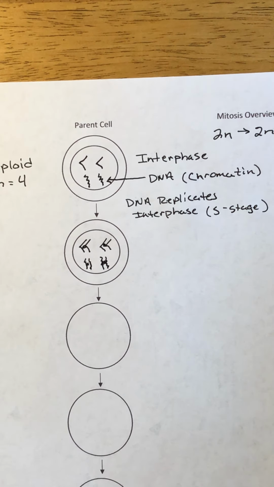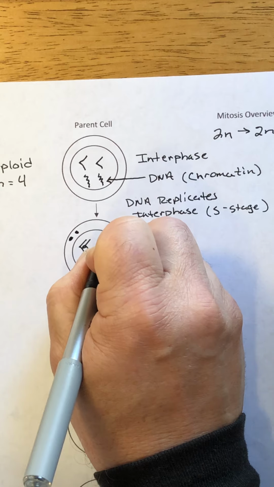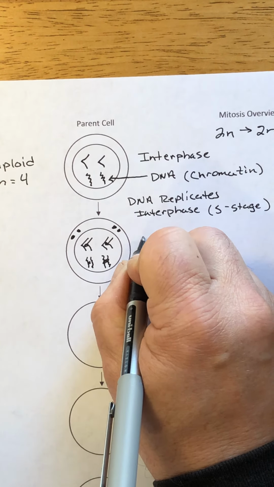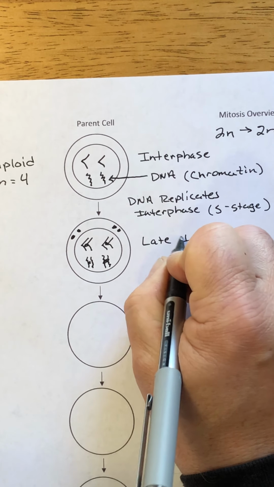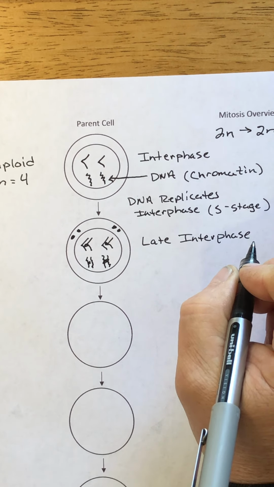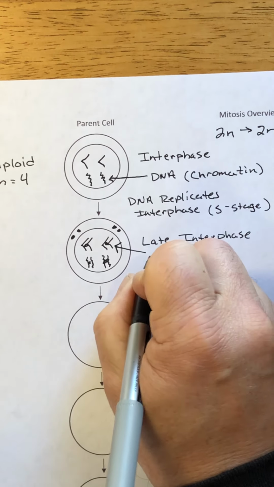Okay, this happens by late interphase. In animal cells, you will also see the formation of the centriole pairs. The centriole pairs are structures that will be associated with spindle fibers later that will help in providing a mechanism for the duplicate chromosomes to separate. And so this would represent late interphase. And these are our duplicate chromosomes.